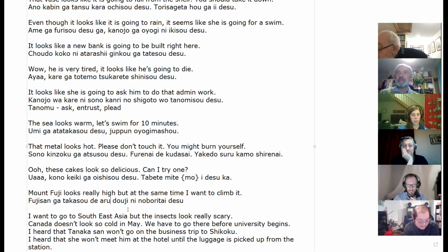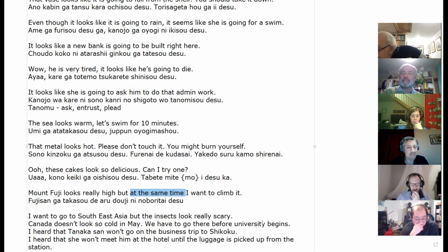I mean, we could have just forced in here Fuji-san ga takaso desu kedo noboritai desu. You could say this. I just intentionally forced in this at the same time to make you exercise the doji ni. I was just being a sadist. But here it kind of means, on the other hand, I still want to climb it, doesn't it? Yeah, but you can use this doji ni without the de aru to present two different expectations. So you can use kedo or ga.